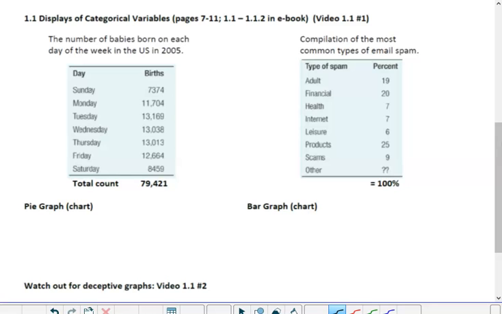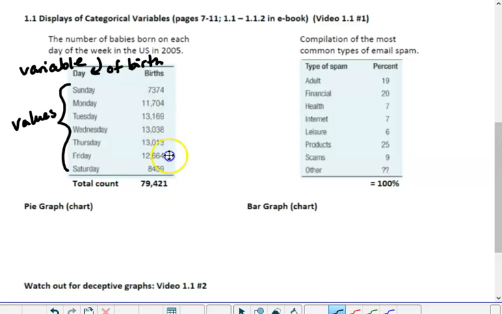The first table shows the number of babies born on each day of the week in the U.S. in 2005. So the variable is the day of the week on which a birth occurred. The values of the variable, okay, so this is the variable, is the day. So the day of the birth. These are all the possible values of the variable, which are the 7 days of the week. Over here is how many times each birth occurs.